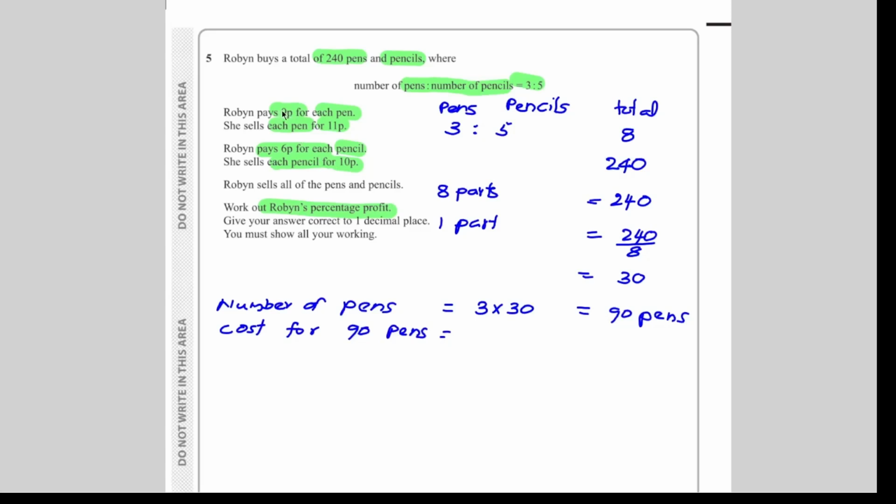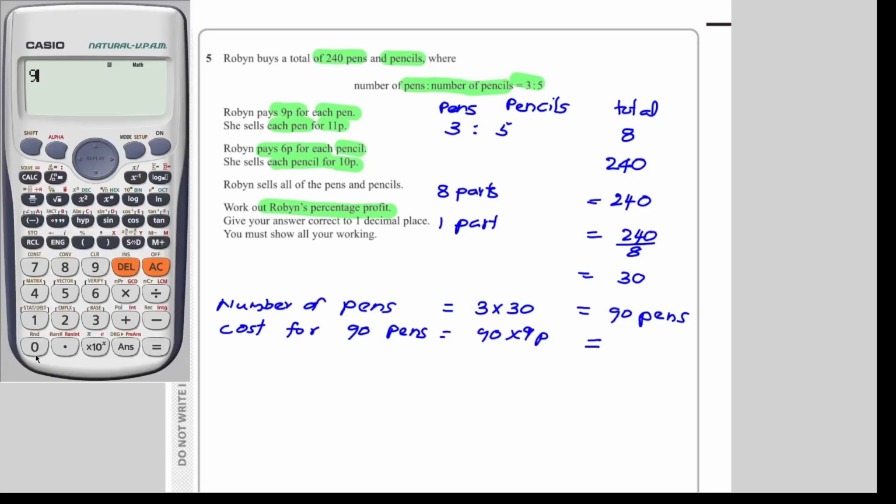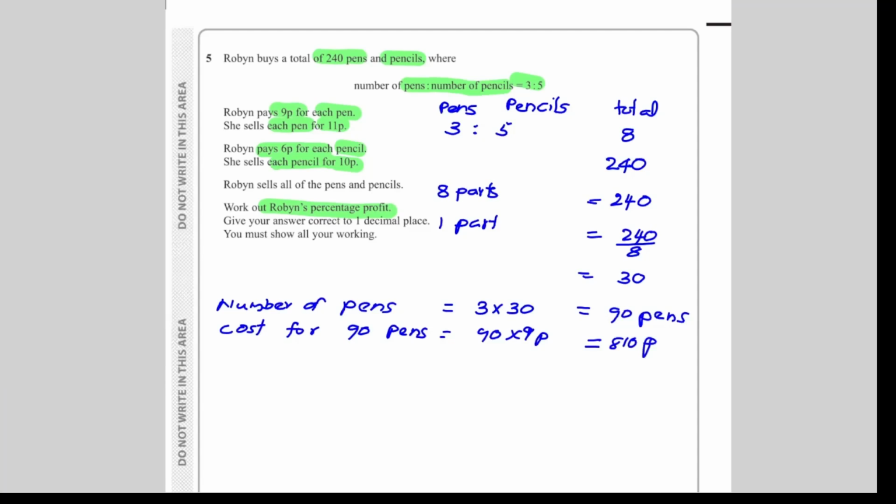For each pen, Robin pays 9 pence. Then for 90 pens, she has to spend 90 into 9. How much is it? You can multiply 90 multiplied by 9. It gives out 810 pence. Right? So we are done with the cost for the pens.